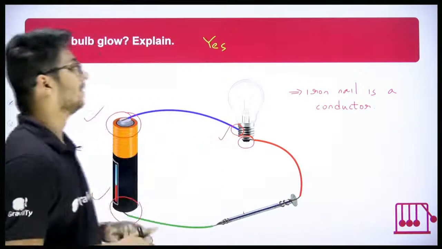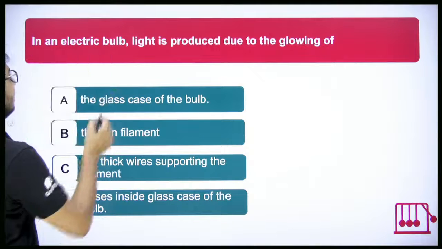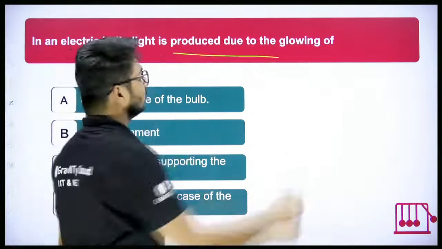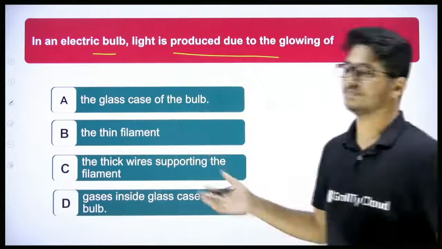Yes. Okay, good. Next, in an electric bulb, light is produced due to the glowing of what? We have options.